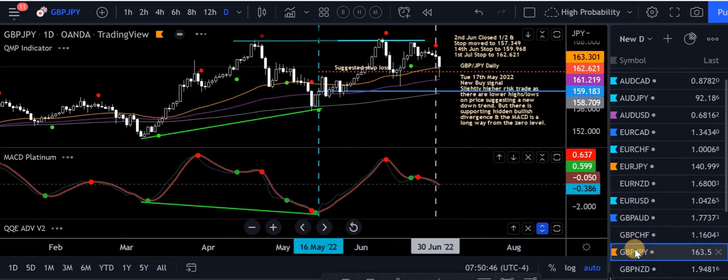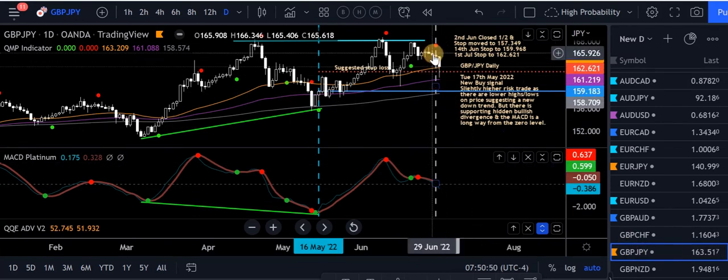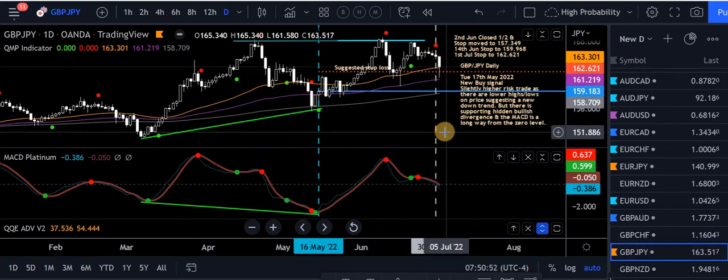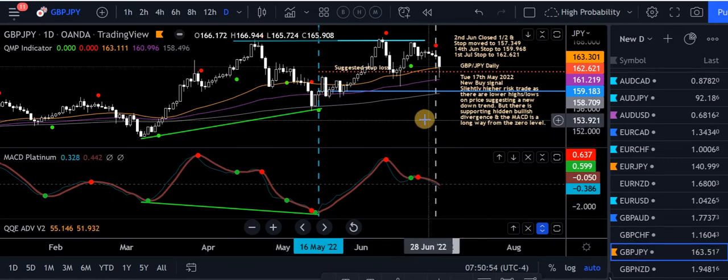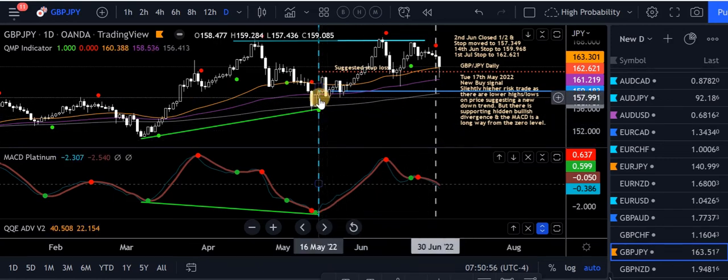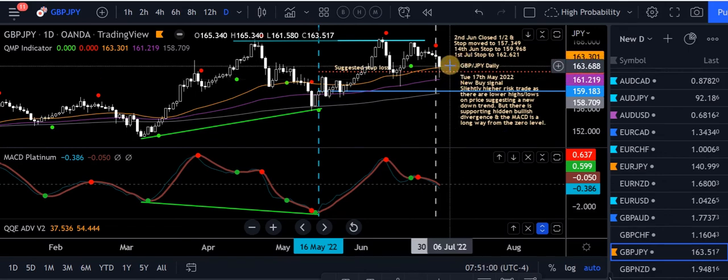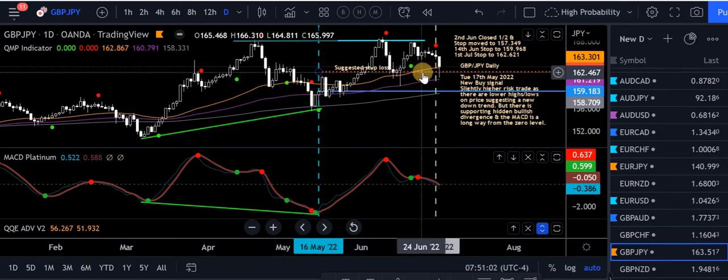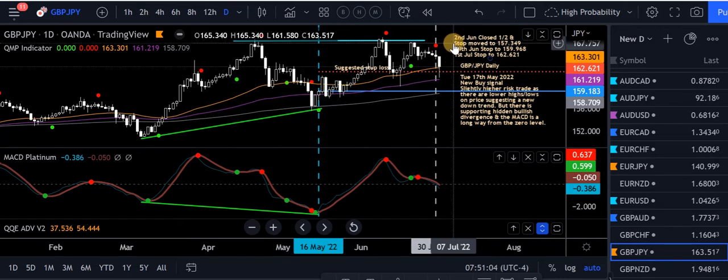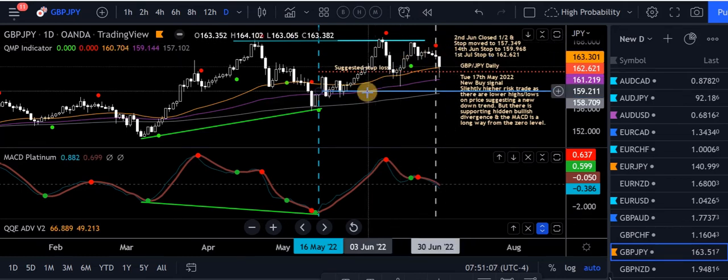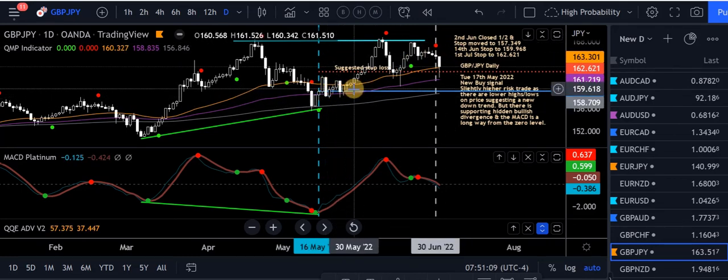Pound yen highlighted in yellow for a reason. This is the one I just discussed before. I didn't take that sell, even though it's marked up on the chart. But in the meantime, it was in a buy from 17th of May, and it's been stopped out for an overall profit. So let's have a look at the trade management there. 16th of June closed half, so I reckon it's up near this previous high somewhere.